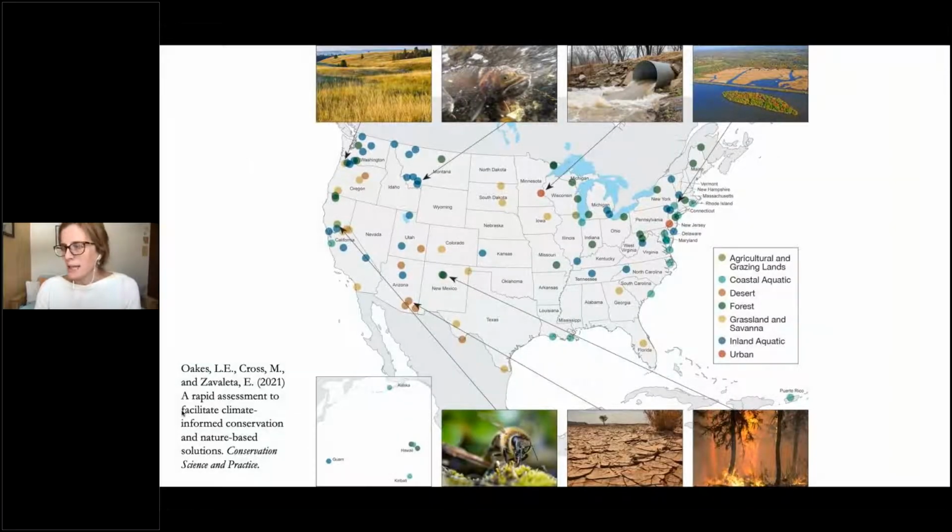As Molly indicated, we conducted this work using the portfolio of climate adaptation projects that were funded between 2011 and 2019. So this is our decade-long analysis of a decade's worth of work. This at the time was $19 million of funding.